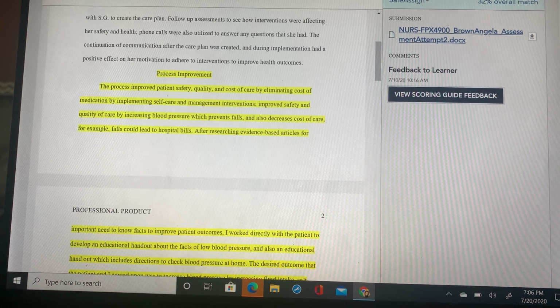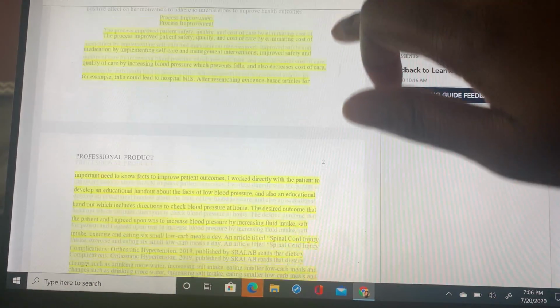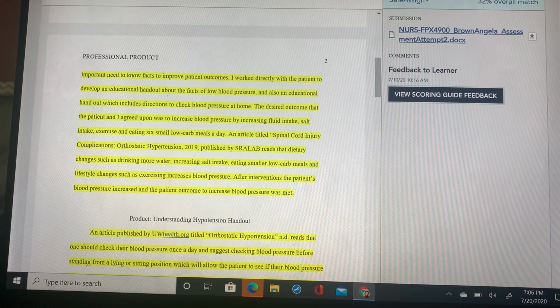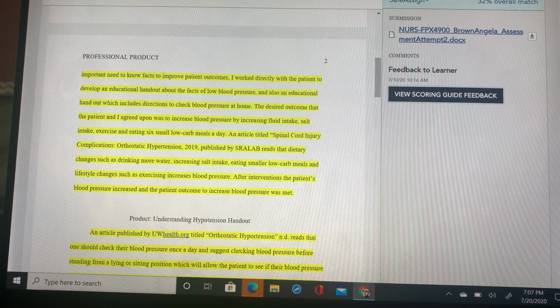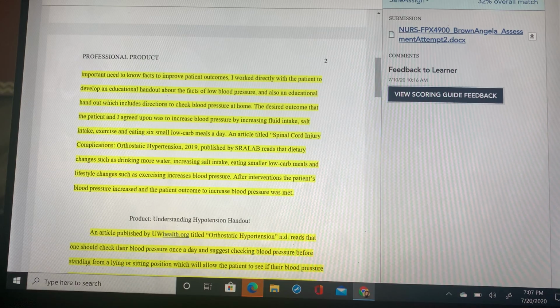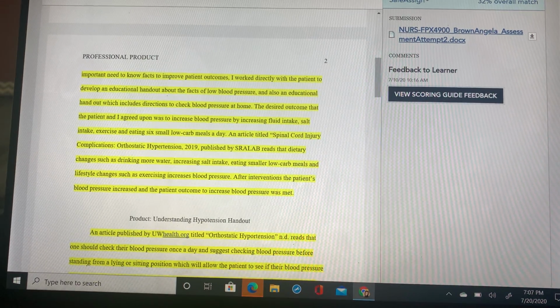After researching evidence-based articles for important need-to-know facts to improve patient outcomes, I worked directly with the patient to develop an educational handout about the facts of low blood pressure, and also an educational handout which includes directions to check blood pressure at home. The desired outcome that the patient and I agreed upon was to increase blood pressure by increasing fluid intake, salt intake, exercise, and eating 6 small low-carb meals a day.